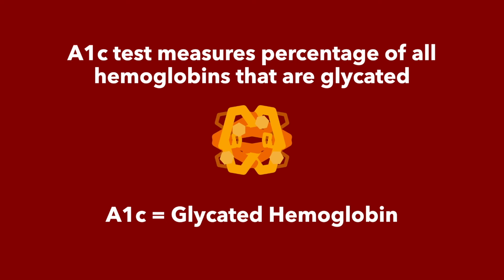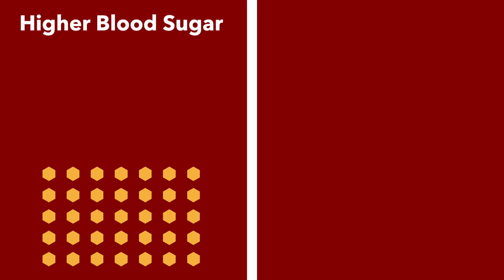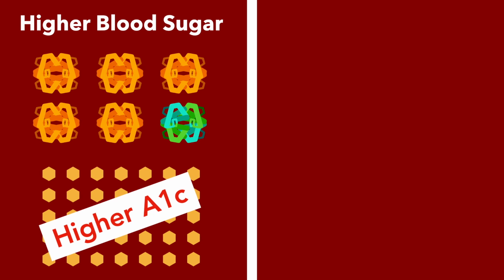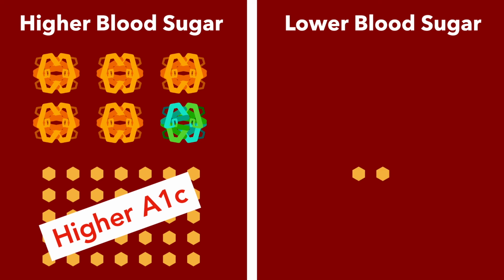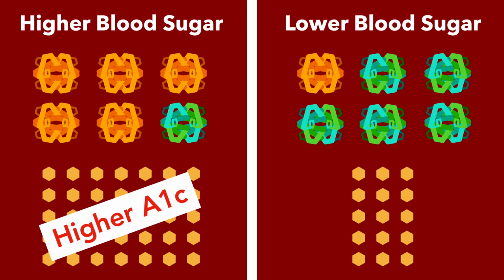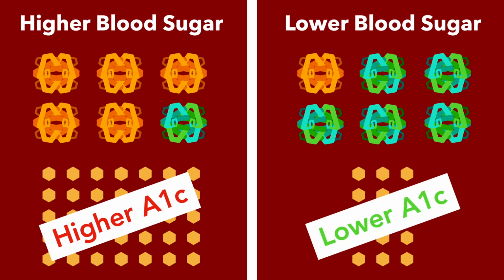hemoglobin test. If a person has consistently high blood sugar, then that means that there is more glucose in the blood, so more hemoglobin will be glycated and they will have a higher A1c. If a person has consistently low or in range blood sugars, then there will be less glucose in the blood, so fewer of the hemoglobin molecules will be glycated and their A1c will be lower.